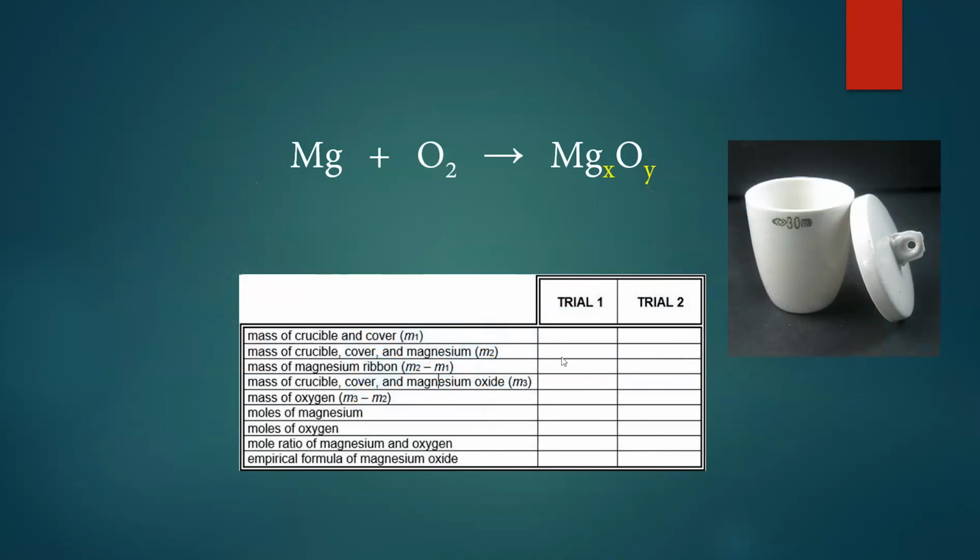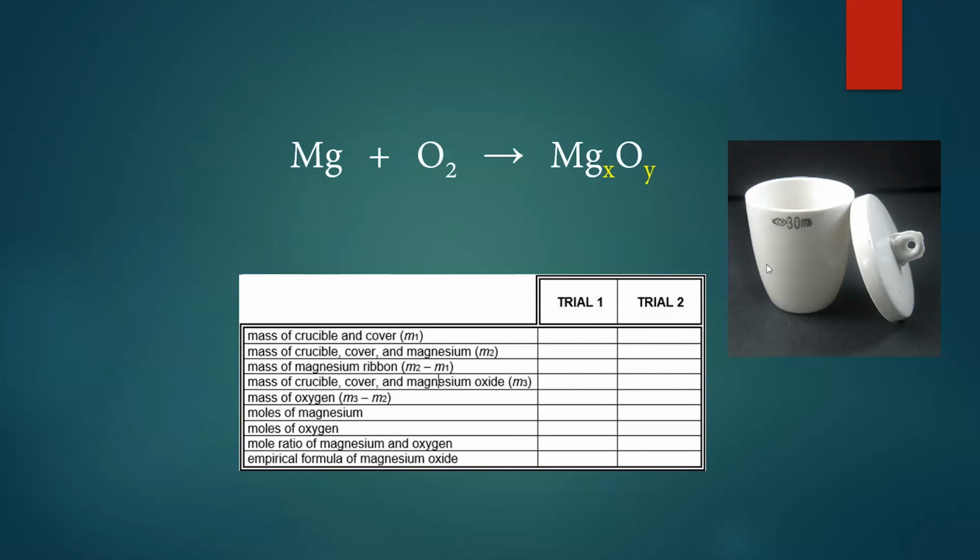You'll be recording your information in the table in the lab. You won't need to do a trial 2 as long as trial 1 works out. And of course, since I'm going to be providing you with information today, since we're doing this online, I can promise you trial 1 will indeed work.